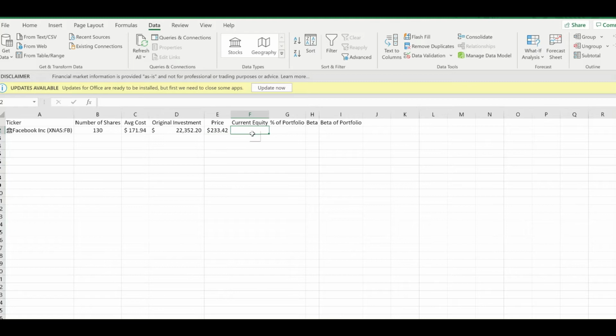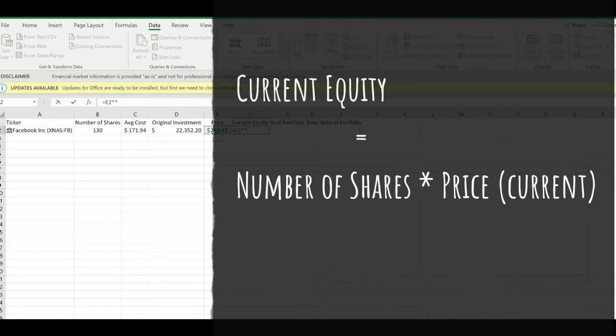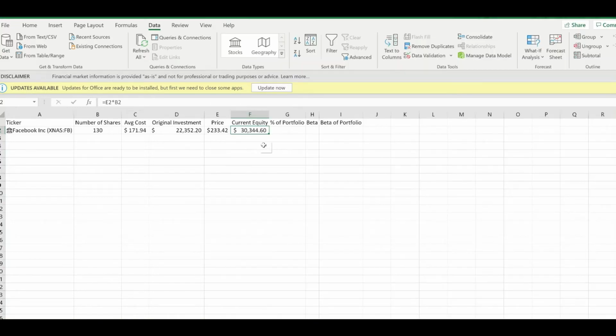Okay, now we can calculate the current equity, right? Because the average cost is 171, now the price is 233. To find the current equity that you have in Facebook, all you have to do is multiply the current price times the number of shares you hold. So we do E2 times B2 and you get $30,000. That's the current equity. Also, you have to find the percentage of the portfolio.